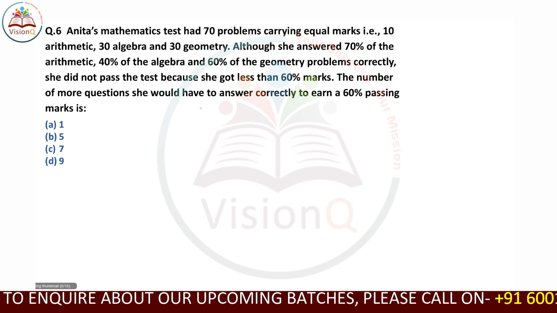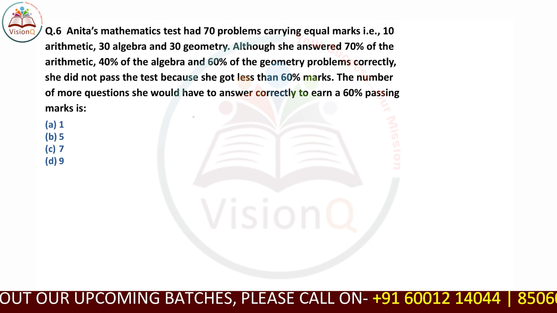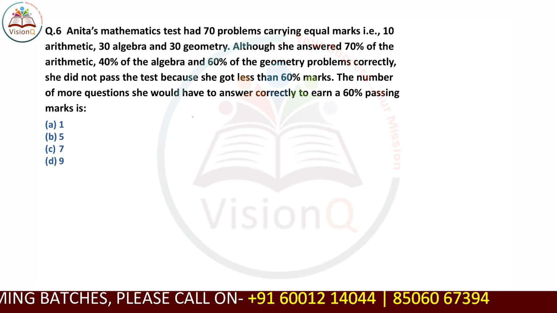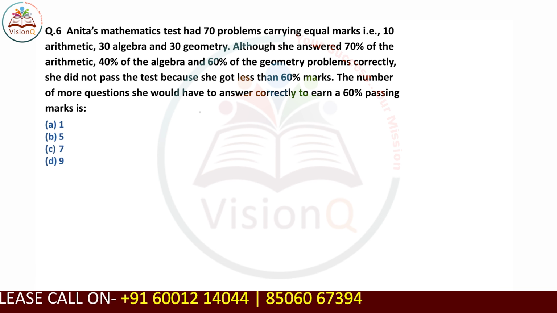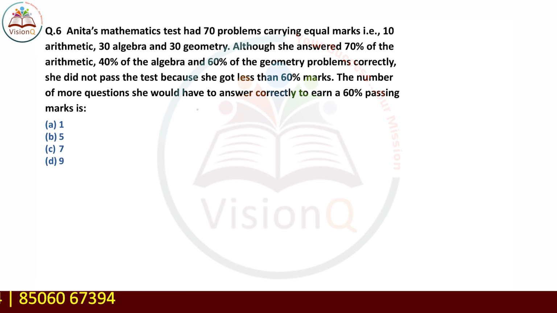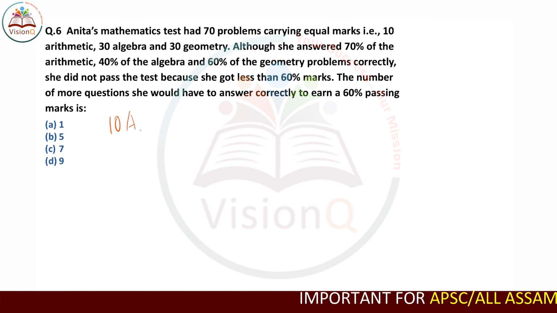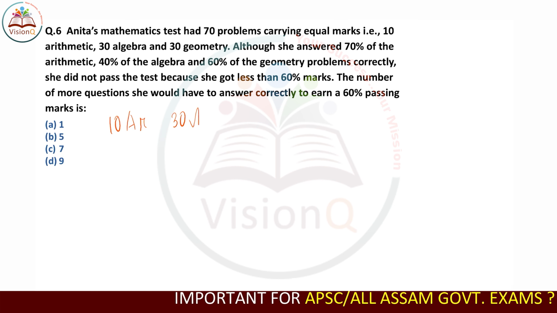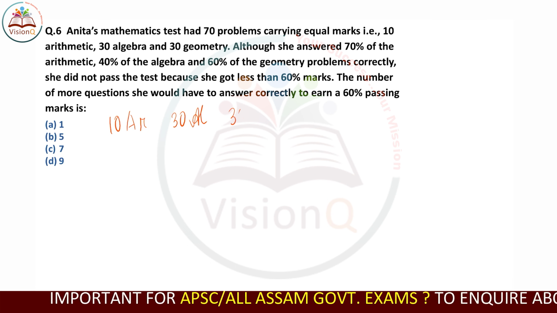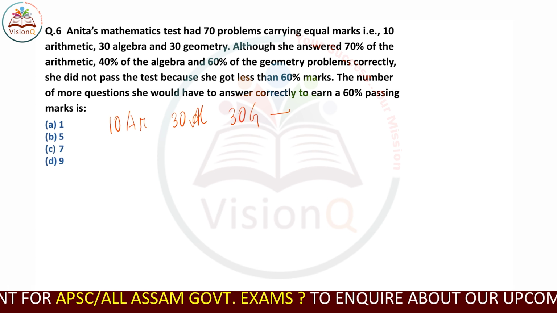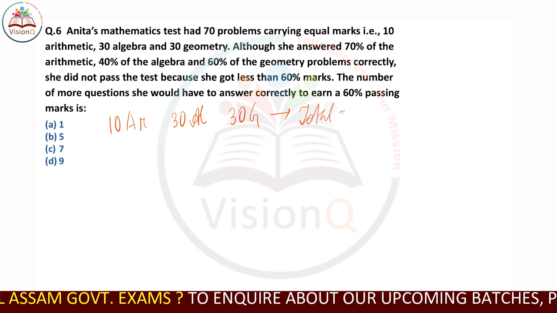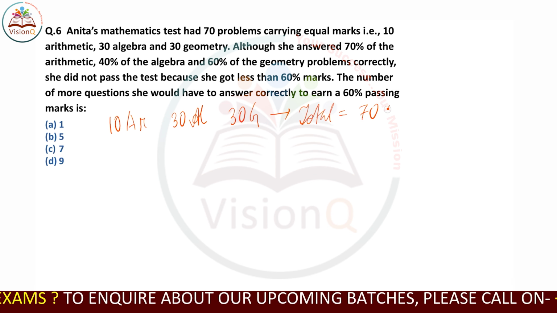So next in front of you is question number 6, a question based on a concept of percentage. Okay, let me read the question very carefully. It says that Anita's mathematics test had 70 problems carrying equal marks. 10 questions from arithmetic maths, 30 questions from algebra, and 30 questions from geometry. So in total it is 70 questions or 70 problems of equal marks.